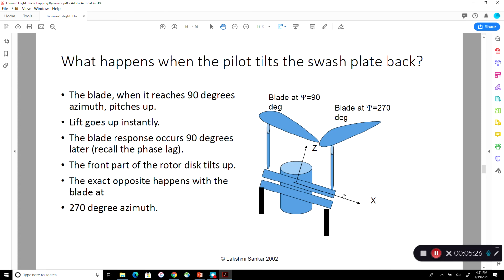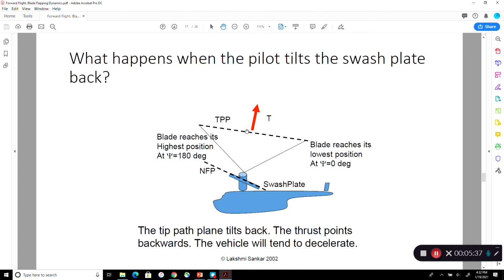So what you have done is you have moved the tip of the blade, one in front of the pilot up, behind the pilot you have down. So you have tilted the tip path plane. So you have tilted the thrust vector. So now you have generated a rearward directed thrust.